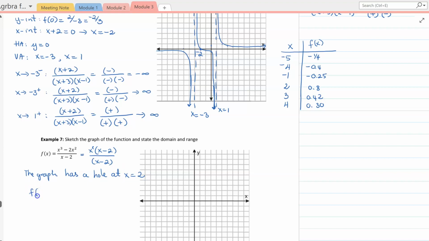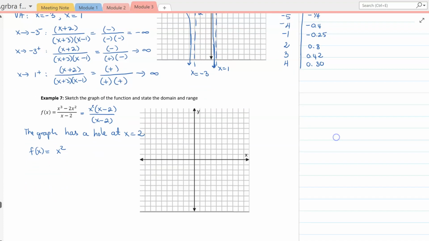So f of x now, I can simplify this to get x squared. So we know what this graph looks like. We do know that the graph has a hole at x equals 2. So at x equals 2, y equals 4. So this graph has a hole right there. So this is the graph of f of x.